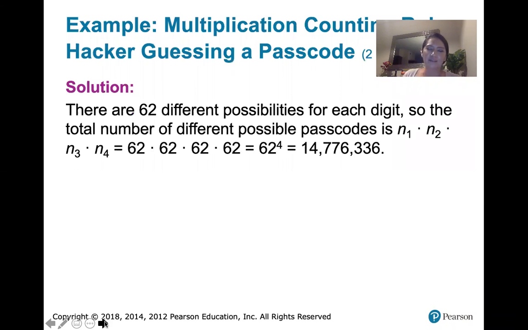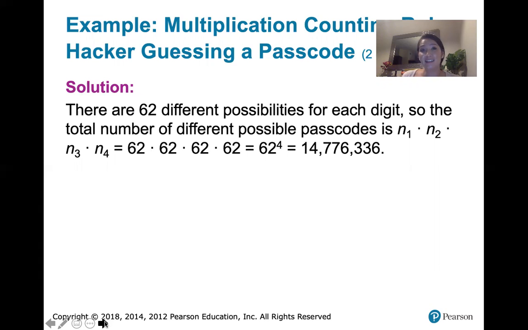Okay, so let's talk about those 62 different possibilities that I mentioned here. You've got 26 letters of the alphabet, lowercase and uppercase. That's 26 times 2, which is 52. And then you want to add those 10 digits, 0 through 9. So you've got 10 plus the 26 plus the 26 again, or 10 plus the 52, which gives you 62 different possibilities for each digit.